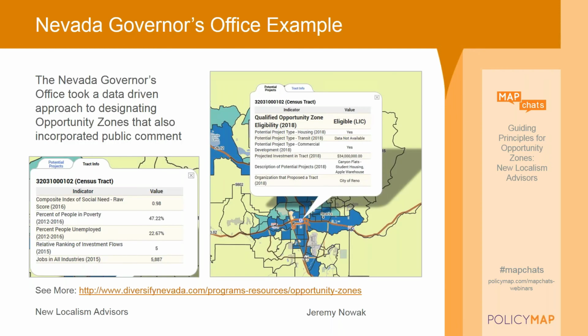You've got here a great example of what they did in Nevada, PolicyMap and new localism advisors. Bruce and I worked closely with some of the people in Nevada. I thought the governor's office did a great job of taking a data-driven approach. They incorporated public comment. Some states did this, some states didn't.